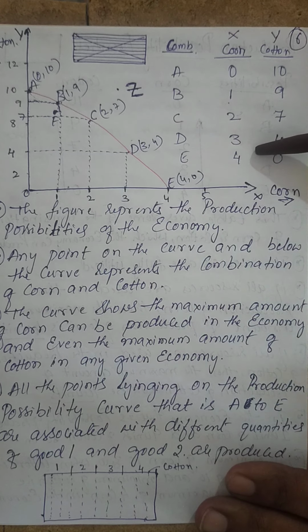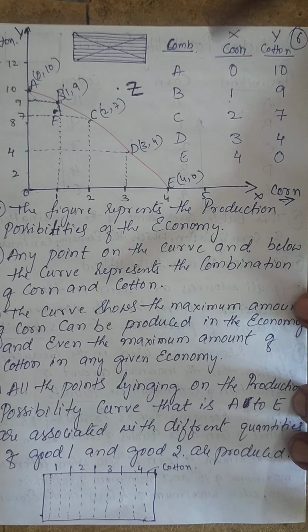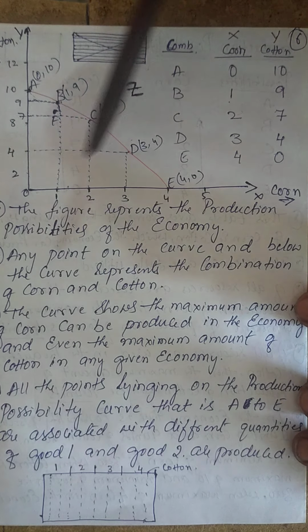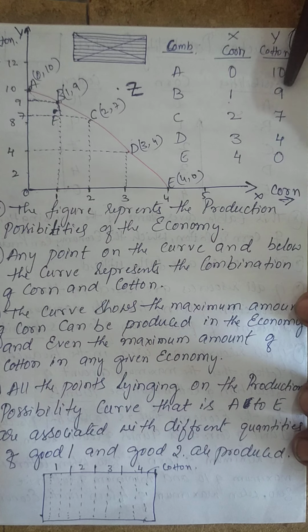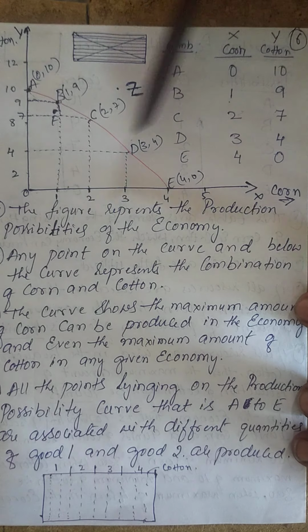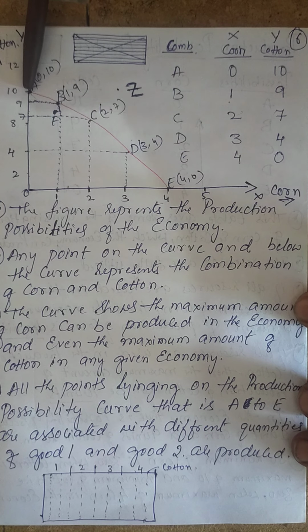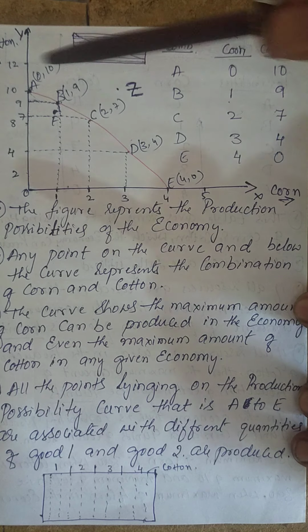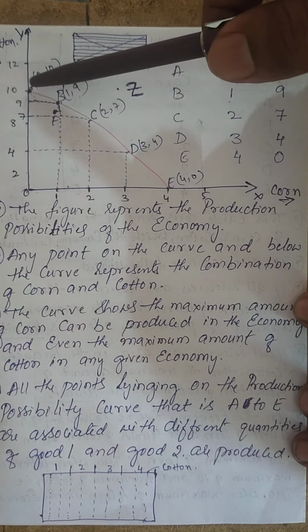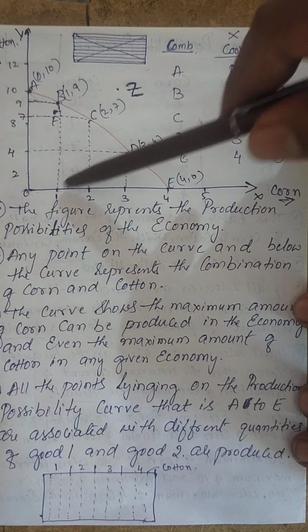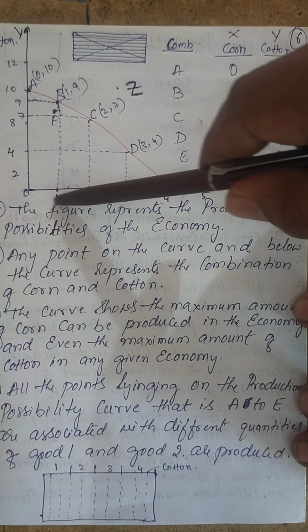Now the second production level. When the corn is 1, the cotton is 9. That means it is reduced. So when it is reduced, we have to observe that a sacrificing nature is taking place. From 10 to 9 it has been reduced. That means the good is being sacrificed to produce that much corn.